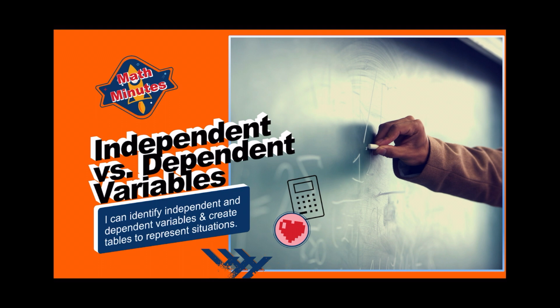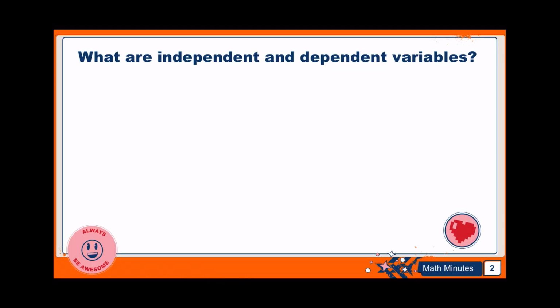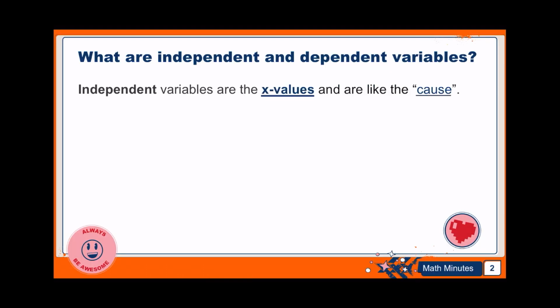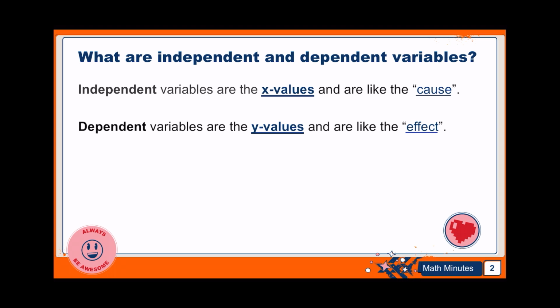Anyway, taking a look at our presentation here, the first thing we need to know is what are independent and dependent variables, right? Before we can identify them, we have to understand what they are. Independent variables are going to be variables that are our x values, and we think of them like the cause, okay? Versus our y value or dependent variable, which is like the effect.